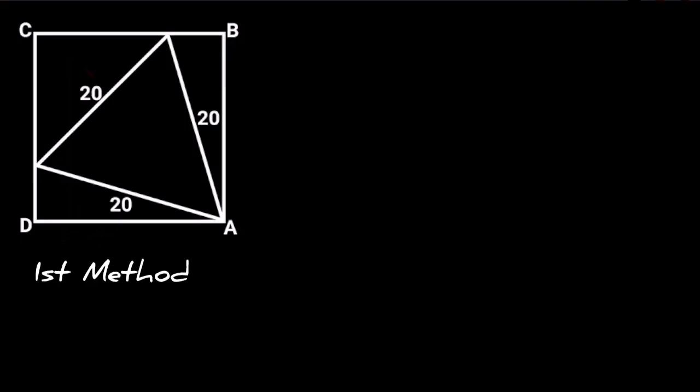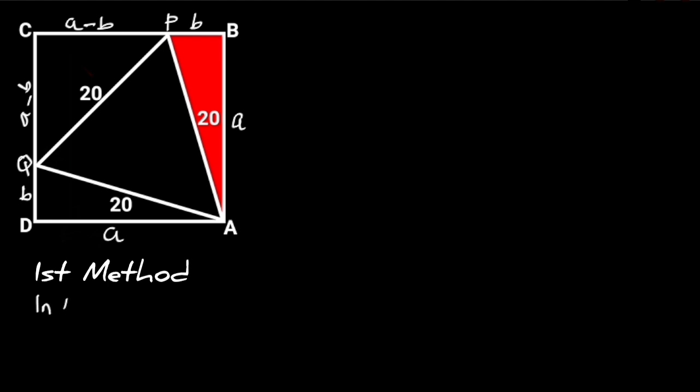First method. To solve this problem, first let's label this point as P, and this point Q. Next, let the side of the square be A. Let BP be B, and QD be B. Since the side of the square is A, then CP will be A minus B, and CQ will be A minus B. Next let's consider triangle APB.